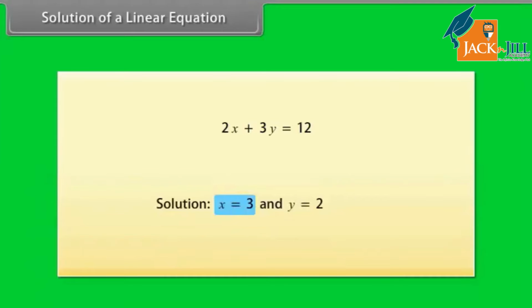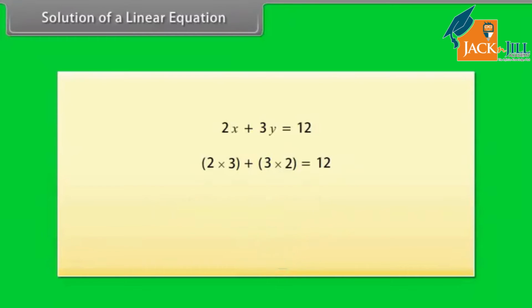Here x is equal to 3 and y is equal to 2 is a solution because when you substitute x as 3 and y as 2 in the equation above, you find that the answer becomes 12. We can also write this solution as (3, 2), because the value of x here is 3 and the value of y is 2. Similarly, (0, 4) is also a solution for this equation, because when you substitute x equal to 0 and y equal to 4 in the equation, you find that the answer becomes 12.